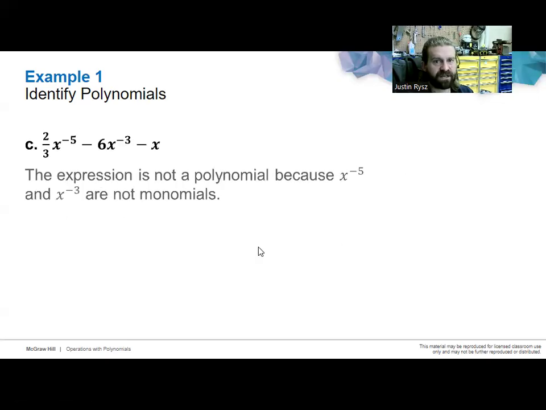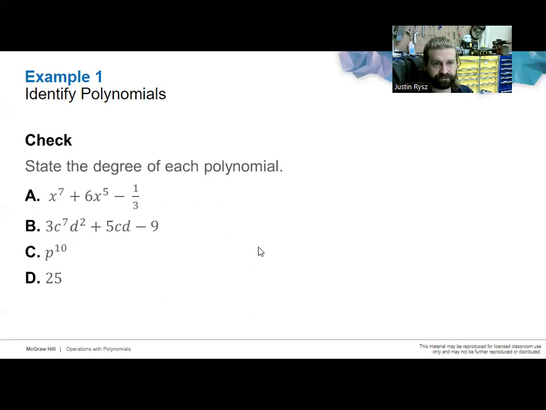And then lastly here, this is not an expression because even though it is x to a power, the negative degree, it does not work. Technically, the negative degree makes it in the denominator, which just doesn't work out.